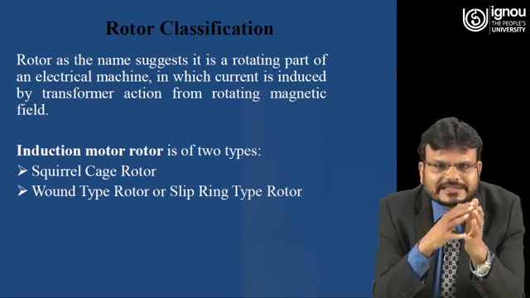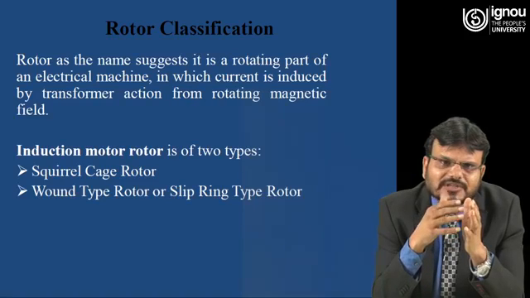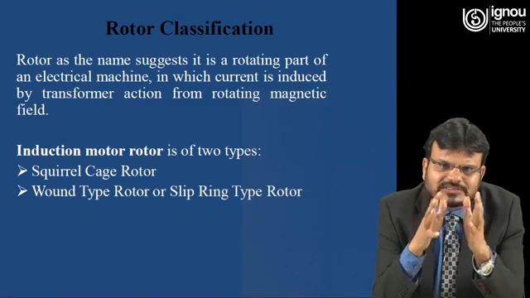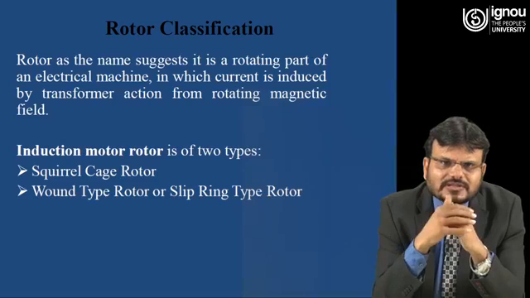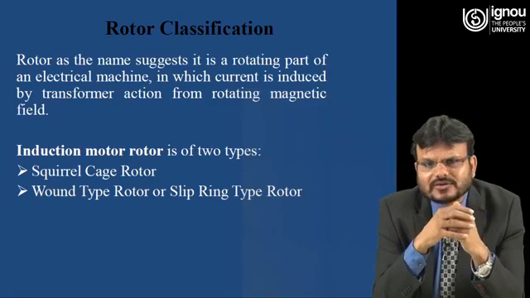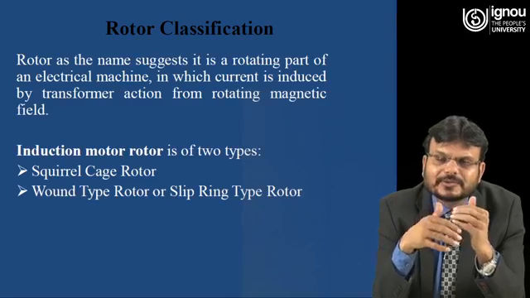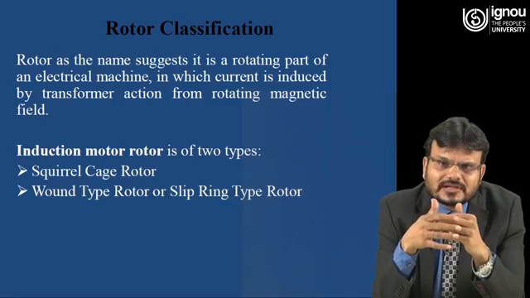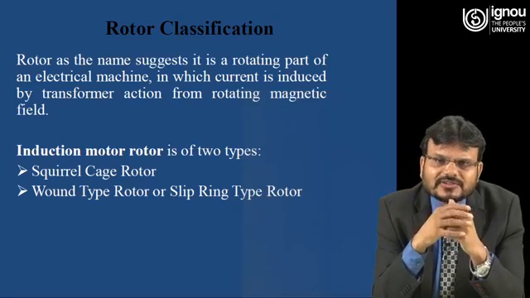As the name indicates, one rotor is of the squirrel cage type. That means it looks like a squirrel cage, that's why it is called squirrel cage rotor. And the second one is what? Wound type rotor or slip ring, where slip rings are used in this type of rotor, that's why it is called slip ring.